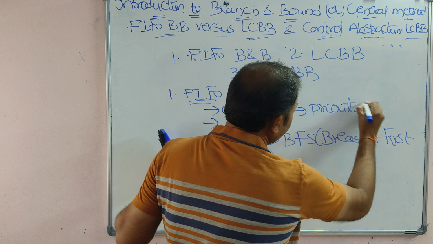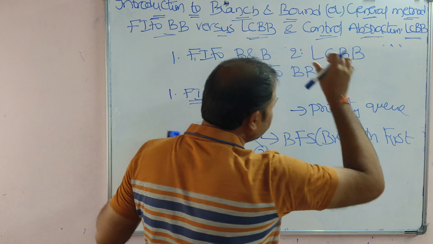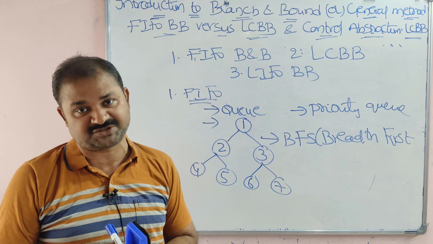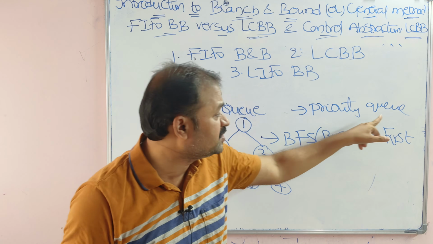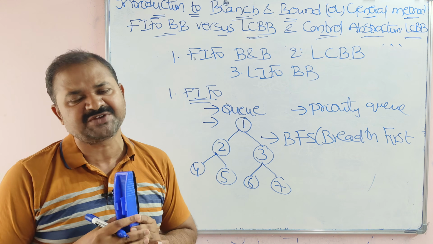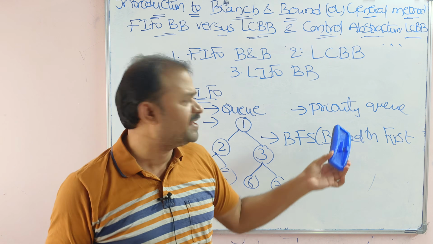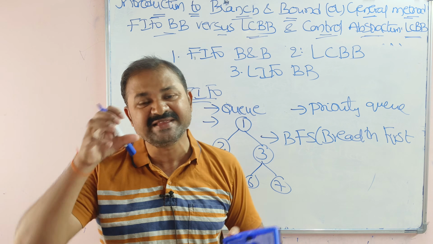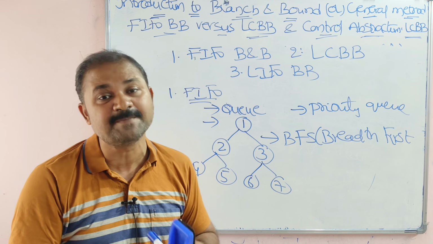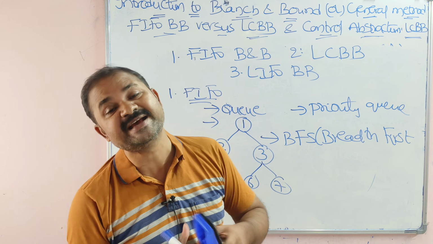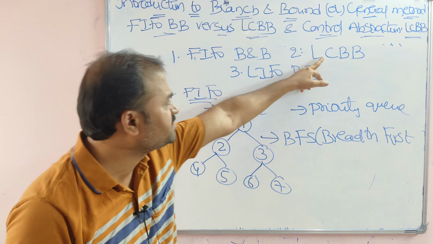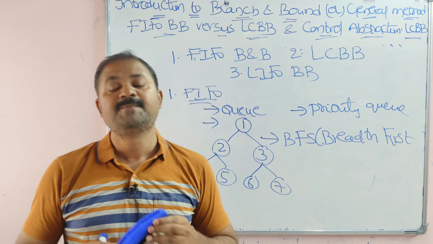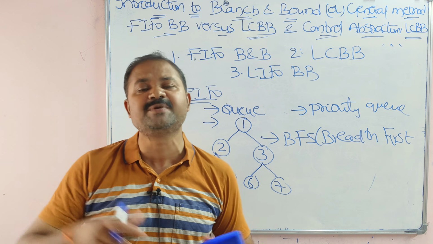Priority queue. Why? Because here the node which is having the least value will be explored first. So for that purpose we use the priority queue data structure for its implementation. Priority queue means each node will have a priority. The node which is having the minimum value becomes the best priority, so that node will be explored first. So least cost branch and bound uses a priority queue data structure for its implementation.